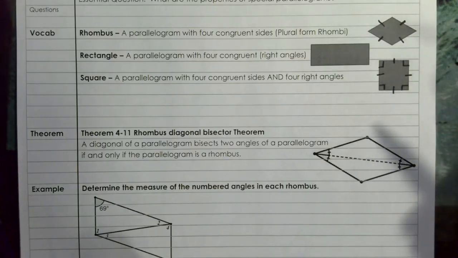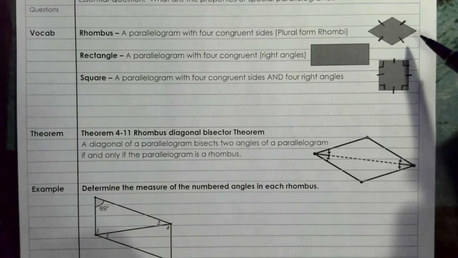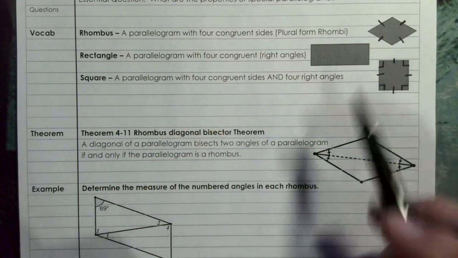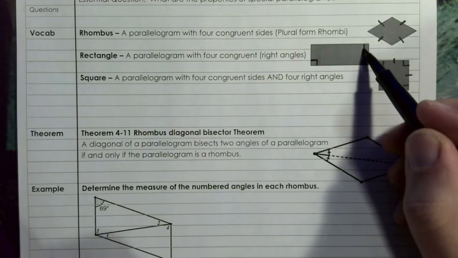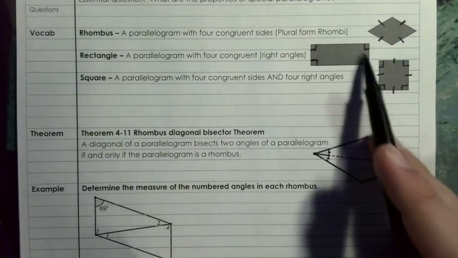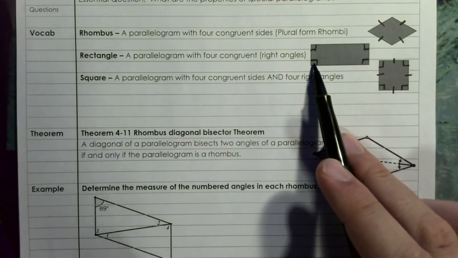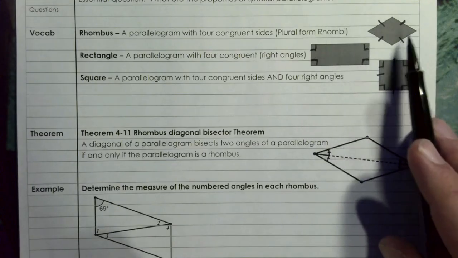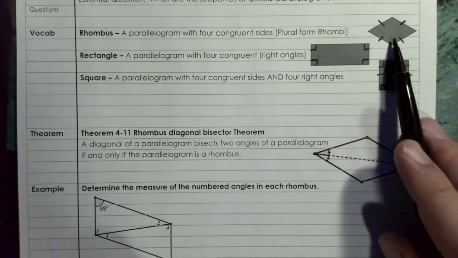So it has all the properties of a parallelogram and it is able to have all of its sides being the same. A rectangle is also a parallelogram, but unlike the rhombus, it has all of its angles being congruent. And since all quadrilaterals have 360 degrees and all these angles are the same, then all of these angles have to be right angles. So a rectangle is not a rhombus and a rhombus is not a rectangle because a rectangle cares about its angles and a rhombus cares about its sides.